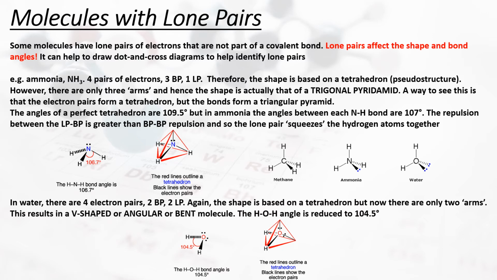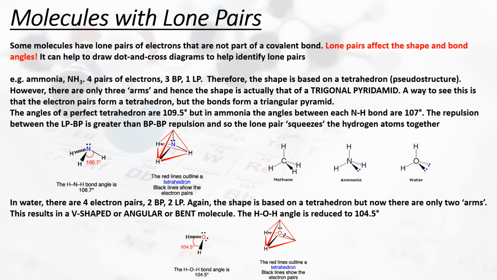Because we have 4 pairs of electrons, the shape is based on a tetrahedral. Remember that CH4 example earlier on, 4 pairs of electrons was a tetrahedral shape. We call this the pseudostructure, where we just work out how many pairs of electrons there are. Here there are 4 pairs of electrons, and so the pseudostructure will be a tetrahedron. However, there are only 3 arms on this molecule. There are 3 bonding pairs, we have 3 NH bonds. That must mean one of these electron pairs is a lone pair. So one of those sites on the tetrahedron is now occupied by a lone pair.